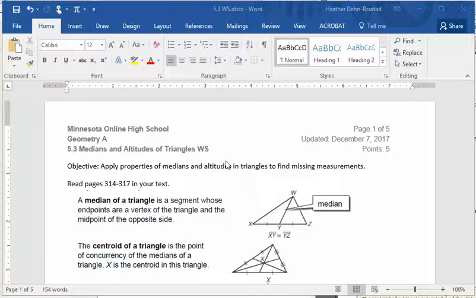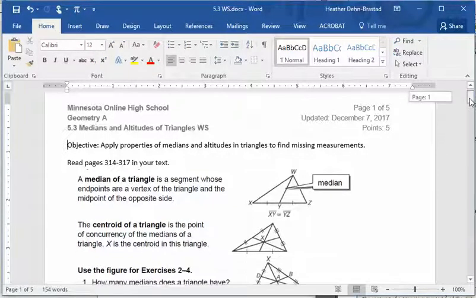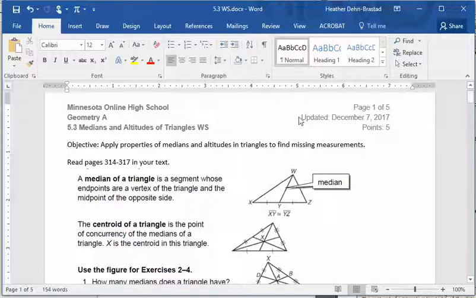Hello, this is Ms. DB, and in this video we'll go over how to do some of the problems in the Chapter 5, Section 3 worksheet on medians and altitudes of triangles. So be sure you've read the information in your book for more examples and more background, and then we will be applying properties of medians and altitudes to find missing measures.